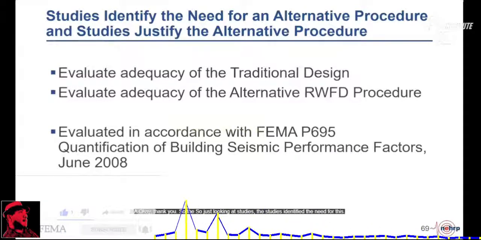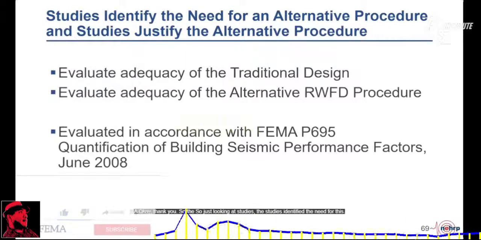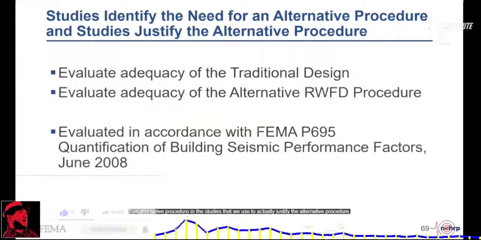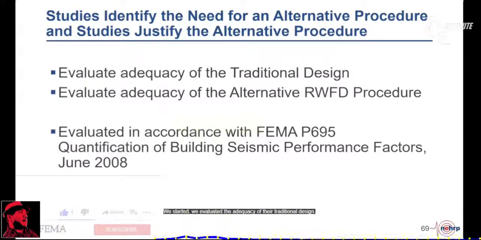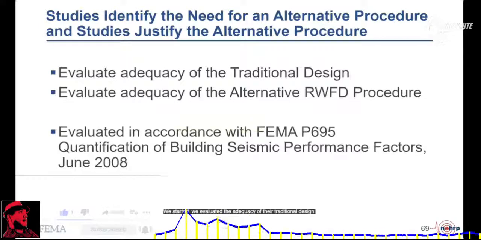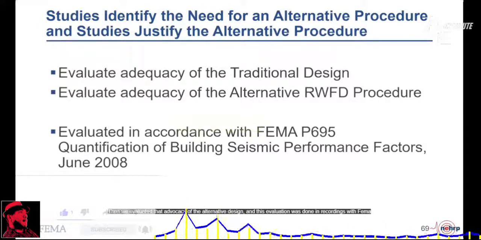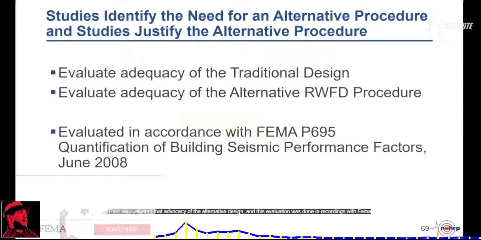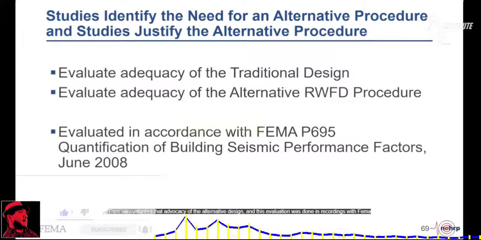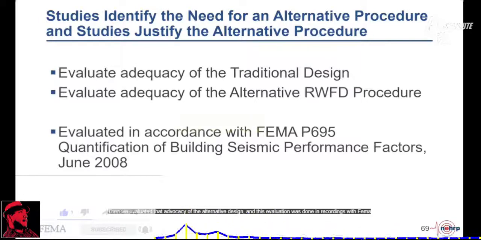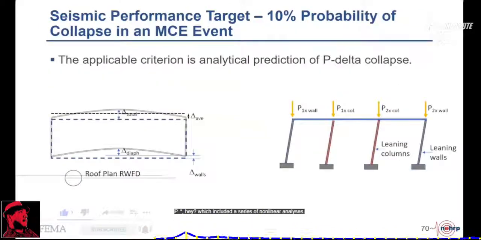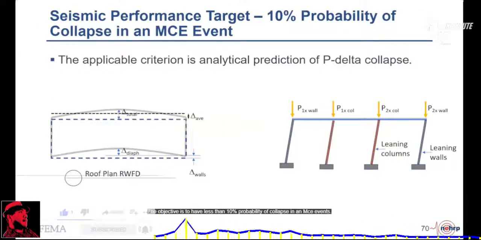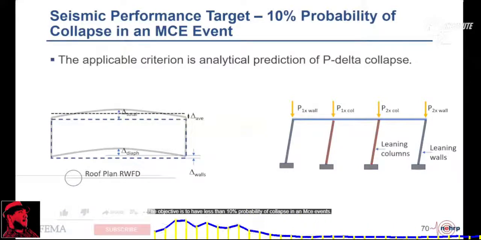So just looking at the studies, the studies identified the need for this alternative procedure, and the studies that we used to actually justify the alternative procedure. We evaluated the adequacy of the traditional design, then we evaluated the adequacy of the alternative design, and this evaluation was done in accordance with FEMA P-1026, which included a series of nonlinear analyses. The objective is to have less than 10% probability of collapse in an MCE event.